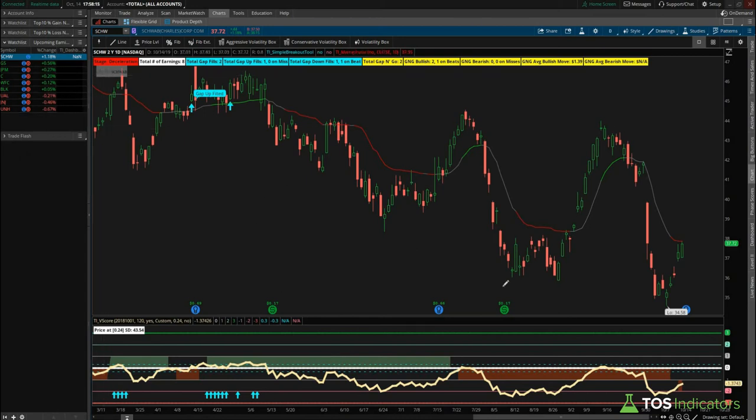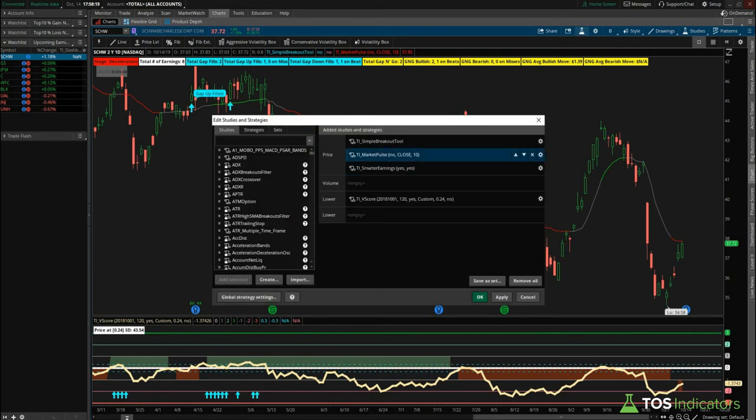And on my actual chart screen here, I have four indicators plotted. So we have the simple breakout tool just in case there's a breakout that's coming up. There's the market pulse tool. There's the actual smarter earnings tool, which is what we'll be using as our filter. And then there's the V-score just in case we wanted to plan any of our trades.